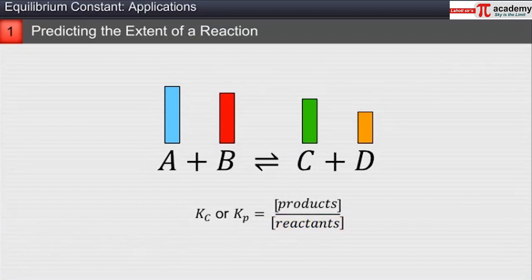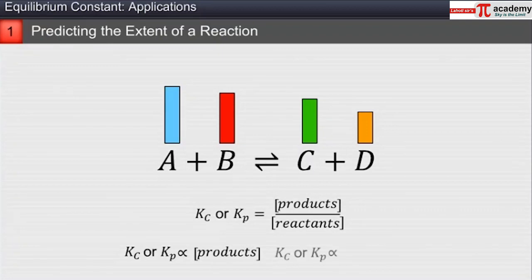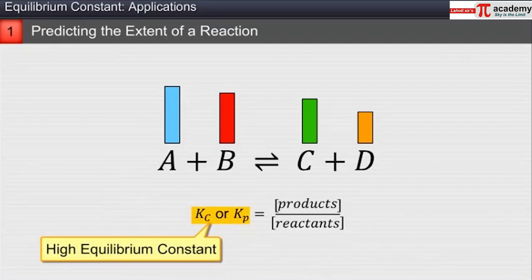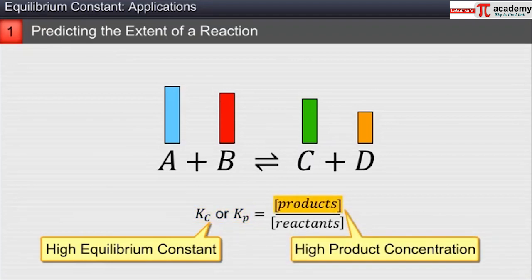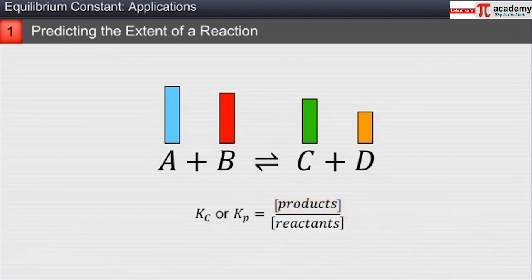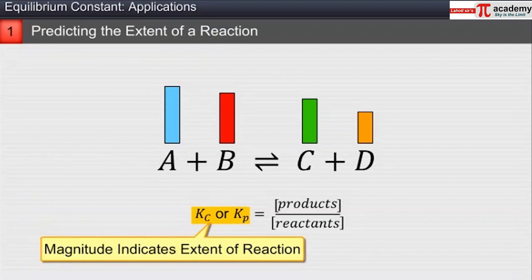As the products appear in the numerator and the reactants in the denominator of the expression, you can see that the magnitude of equilibrium constant is directly proportional to the concentrations of the products and inversely proportional to the concentrations of the reactants. Hence, a large value of an equilibrium constant indicates a high proportion of products to reactants, and vice versa. The magnitude of equilibrium constant, Kc or Kp, indicates the extent to which a reaction will proceed.